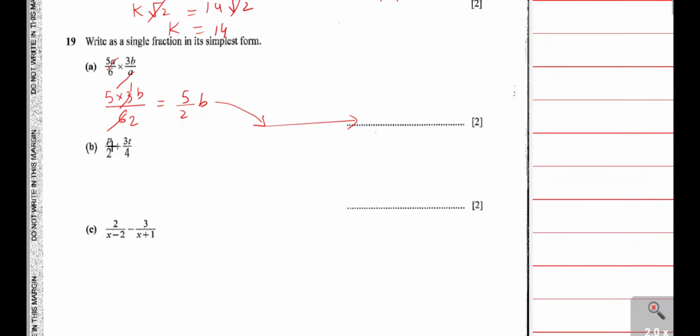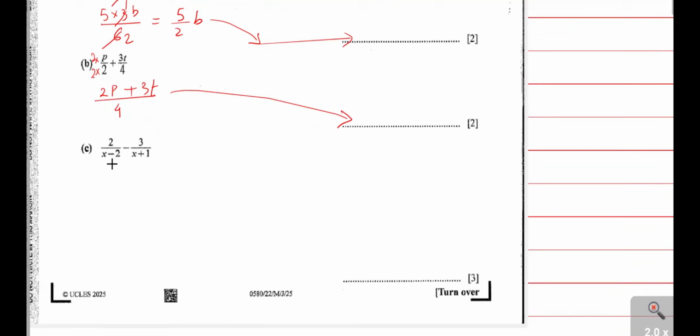Next, part B, P over 2 plus 3T over 4. To add these two fractions, we will make the denominator the same. If we multiply the first fraction by 2, the denominator becomes the same. We can write this denominator 4, and the numerator becomes 2P plus 3T, and this is the answer of part B. Next, part C, simplify 2 over x minus 2 minus 3 over x plus 1.